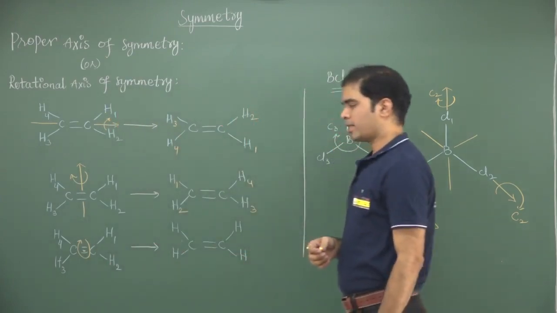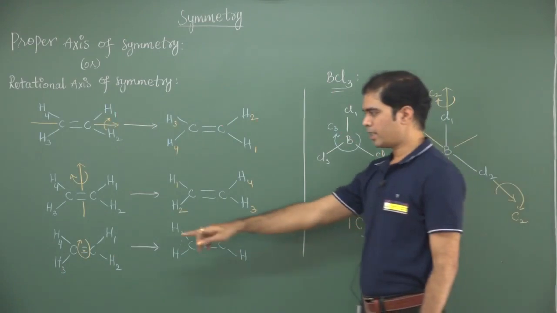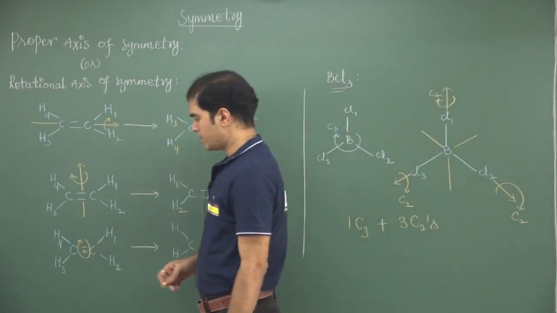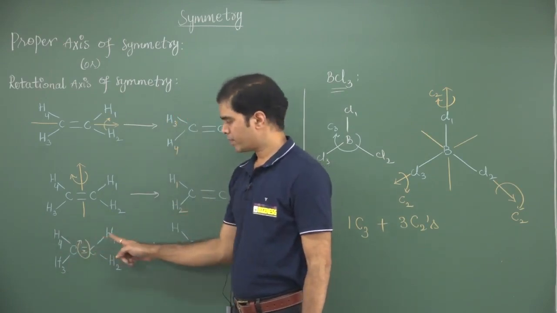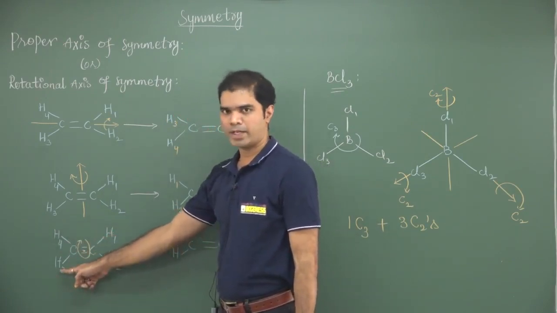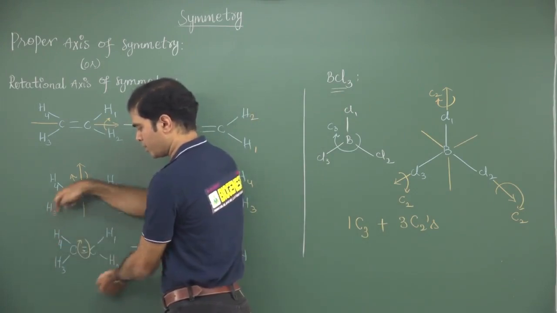In the last case, that is a rotation which is called an in-plane rotation. Within this in-plane rotation, 4 and 2 are related by 180 degrees, and 1 and 3 are related by 180 degrees. Therefore, these two hydrogens exchange and these two hydrogens exchange.